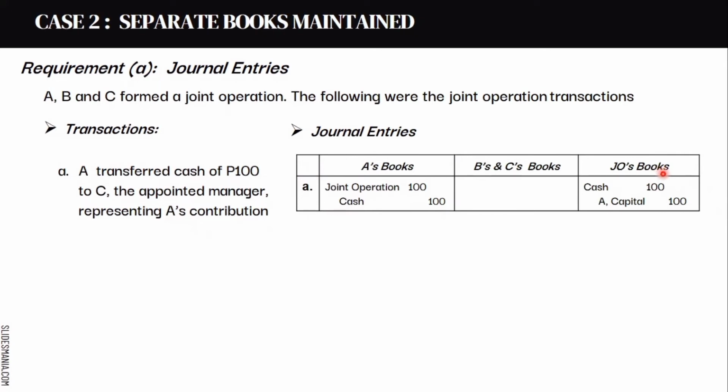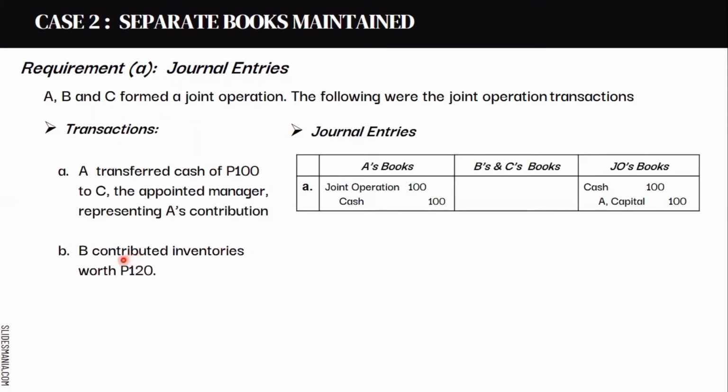Pagdating naman sa JO Books, yan yung libro na ng joint operation. Kasi meron ng sariling libro ang joint operation. Congrats. So debit, cash, kasi naka-receive po ang joint operation ng pera. And then credit, A capital. Sabi ko sa inyo, para siyang investment. Kaya A capital po yan. Okay? Ng 100. Sa libro ni B at ni C, no entry po. Kasi hindi naman sila involved dun sa transaction eh. So, no entry. Wala silang pakialam dyan.